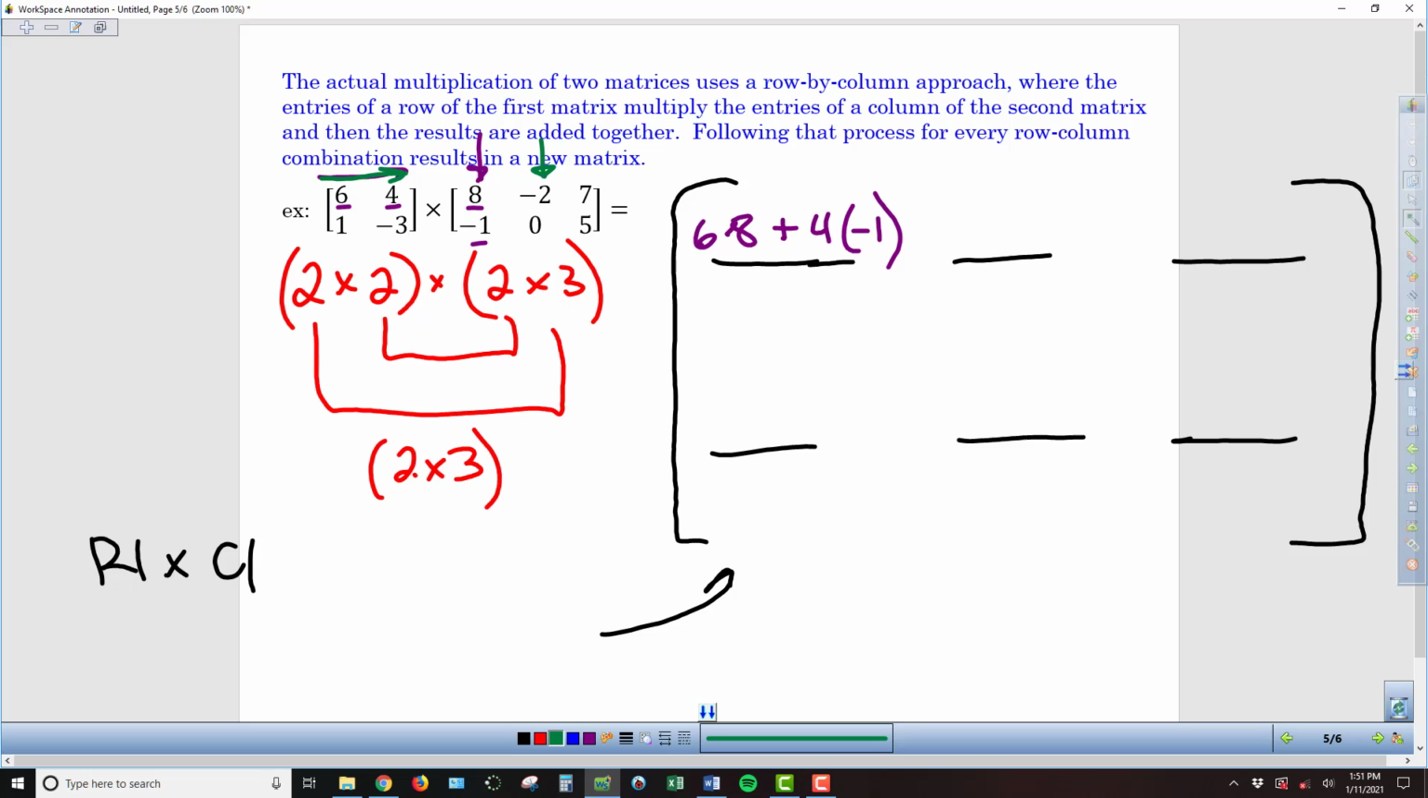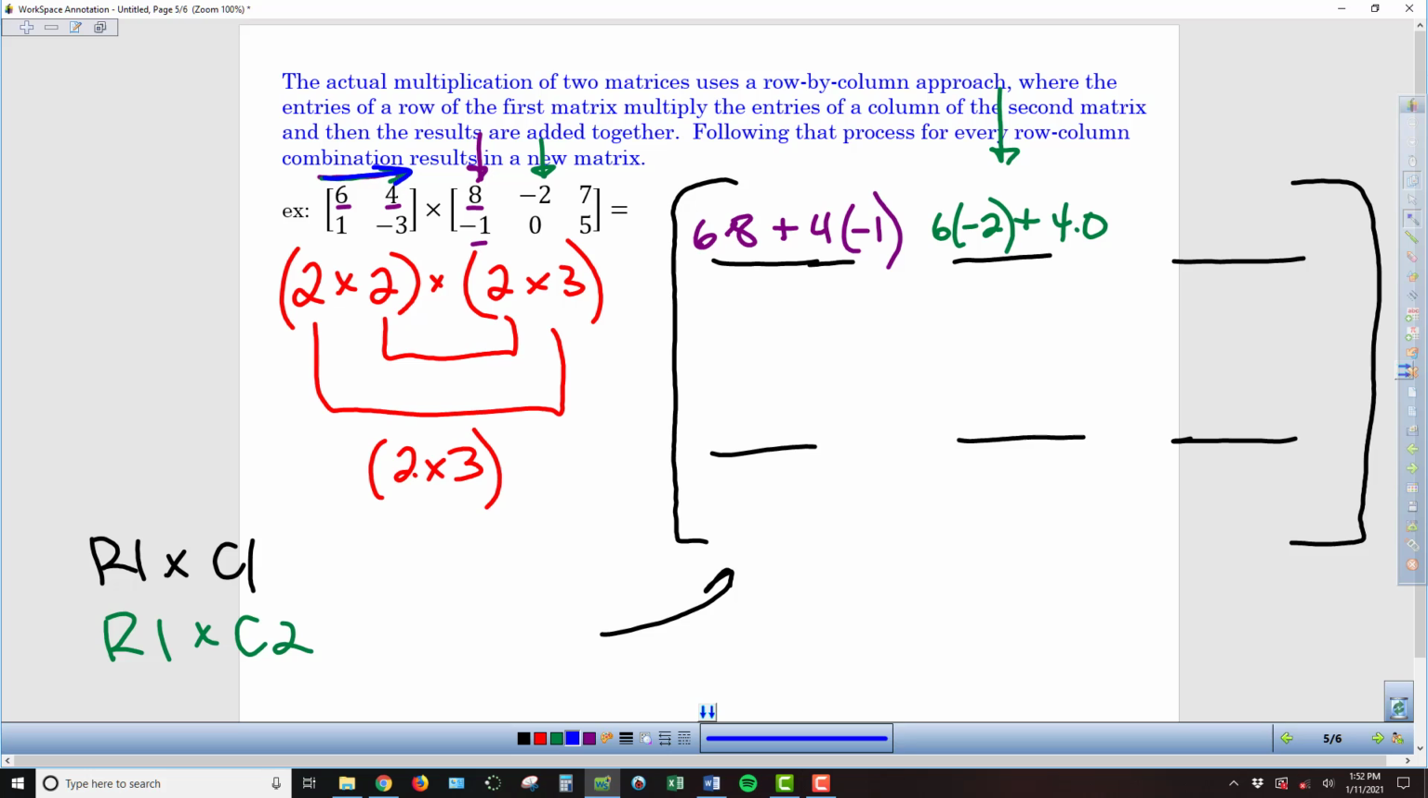I'm going to multiply the entries as I go across the row and down the column, and since I'm multiplying row 1 times column 2, I'm going to be putting that answer right here. So as I move across, I've got 6 times -2, and then I'm going to add to that, moving across the row, 4 times 0. And then I'll eventually perform those multiplications, add those results, and that'll give me the entry for that location. And then I'm going to repeat that one more time.